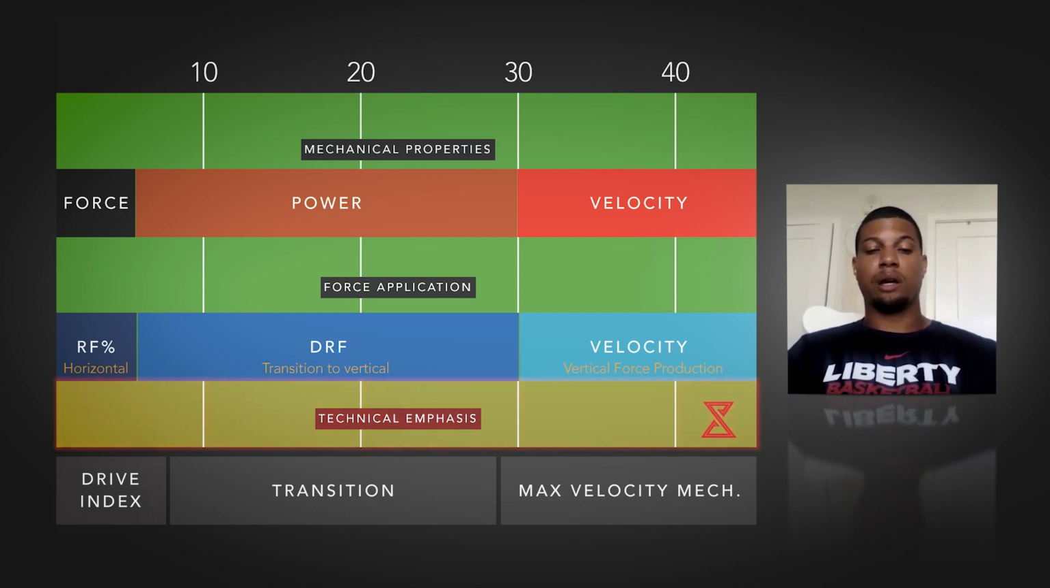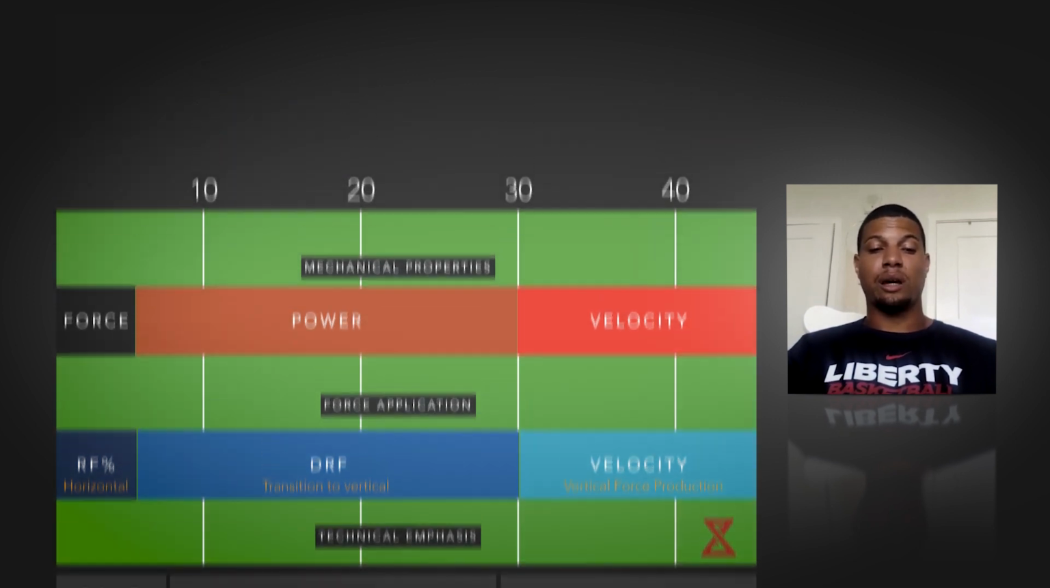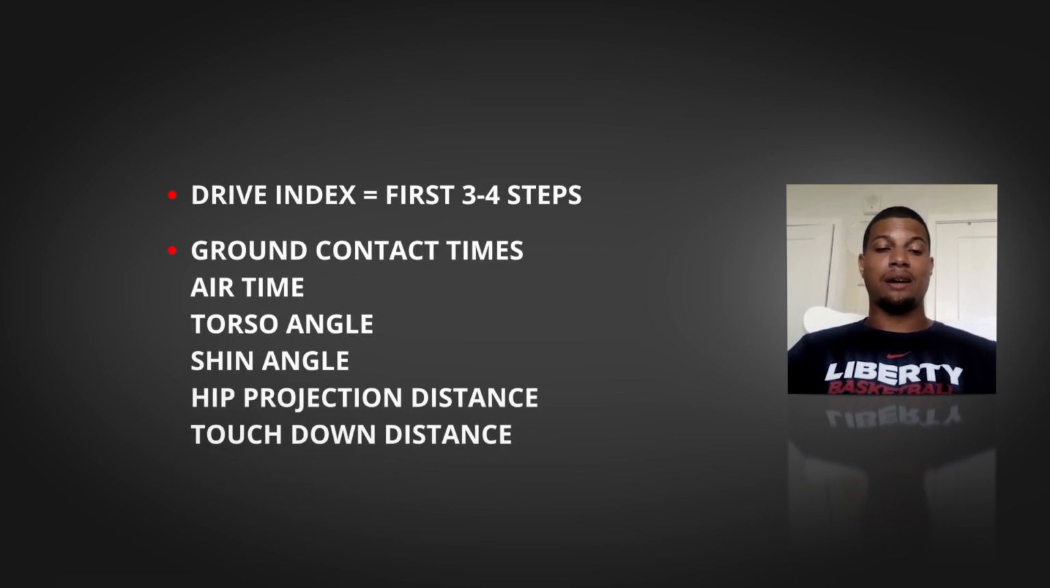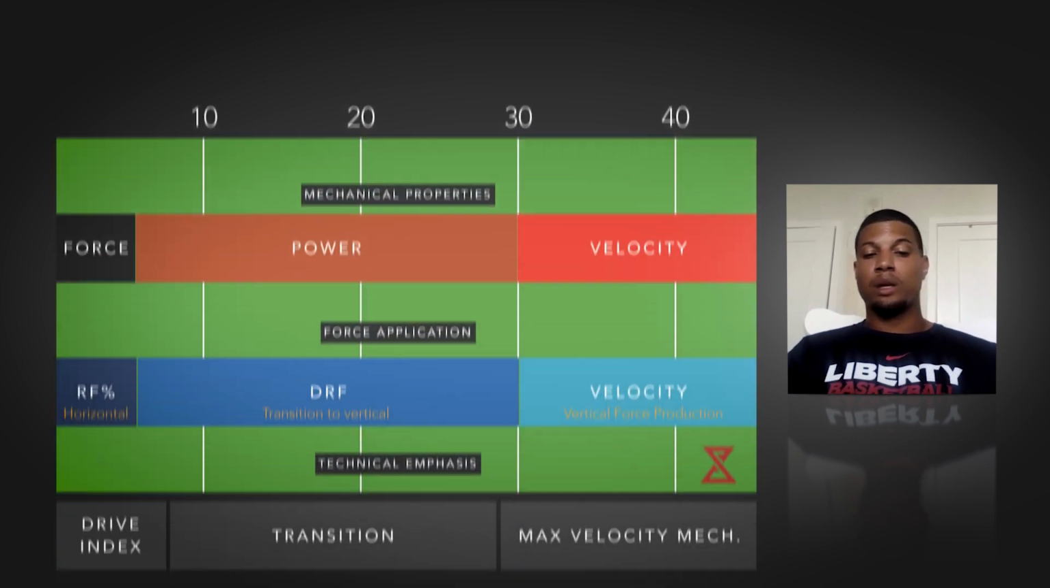So the first thing we look at is drive index. Drive index is a measure that we use to quantify really the first 3 to 4 steps. So we're looking at ground contact times, we're looking at air times, we're looking at torso angle, shin angle, hip projection distance, touchdown distance. We're looking at everything that's involved with the success or failure of the first 4 steps from a kinematic side, which means more technical, right?